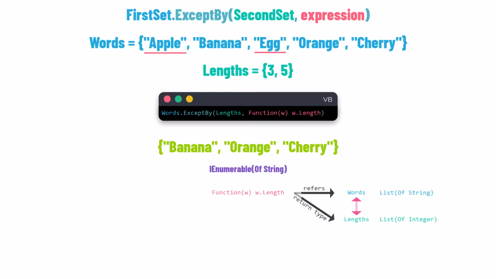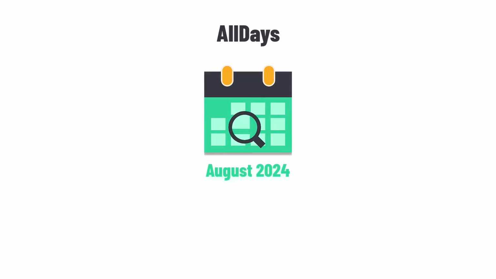Let's explore another practical application of the ExceptBy method. Imagine we have an entire list of dates for the month of August 2024, and we want to filter out specific dates. How do we do this efficiently?